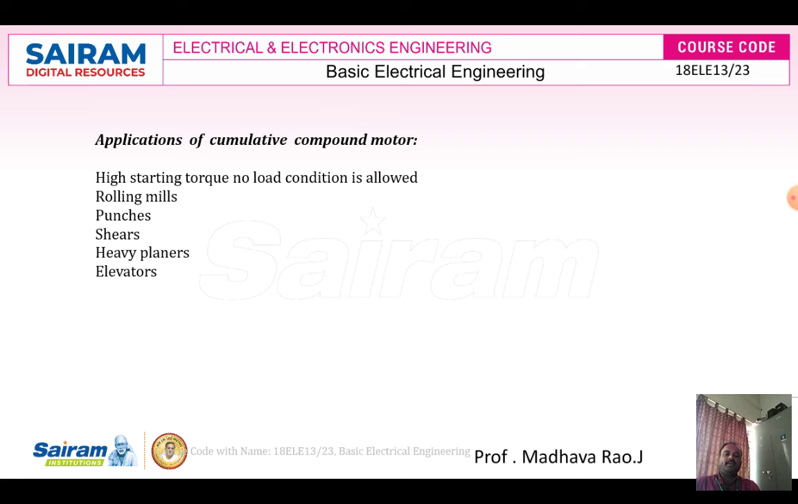Next, coming to the other type, applications of the cumulative compound motor, that is called a long shunt motor. It has high starting torque like the DC series motor. These are used in rolling mills, punches, shears, highway planers, elevators, etc. These are the applications of the DC cumulatively compound motor.